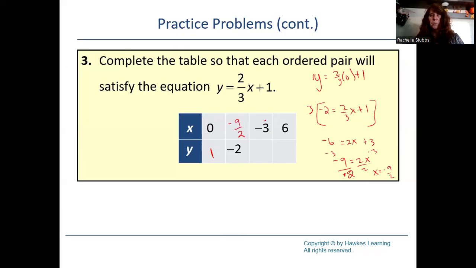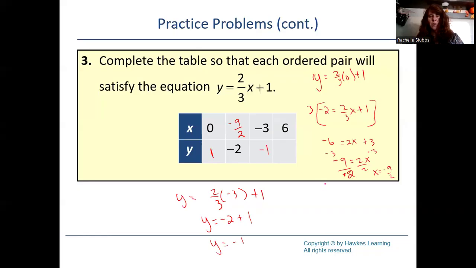Sometimes it doesn't always turn out pretty, does it? How about if x is a negative 3? So y equals 2/3 times a negative 3 plus 1. Well, 2 times a negative 3 is a negative 6. A negative 6 divided by 3 is a negative 2 plus 1. That should be a 1, not a y. And so y equals a negative 1.